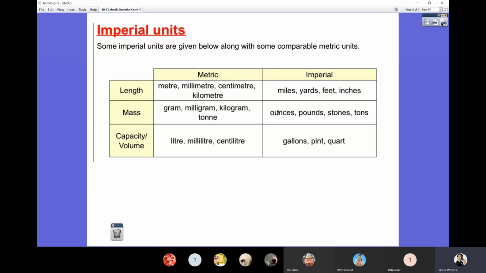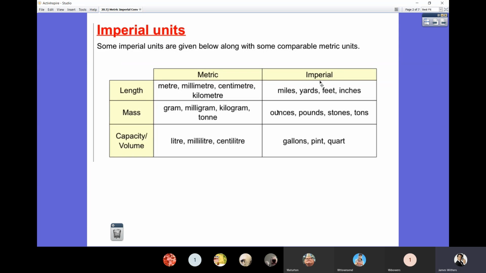Okay, so as I said, metric are all the modern ones. So when we're measuring lengths, we've got meters, millimeters, centimeters, kilometers. We're all familiar with that. And when we're measuring mass, we've got grams, milligrams, kilograms, or tons. And for volume, we've got litres, millilitres and centilitres.